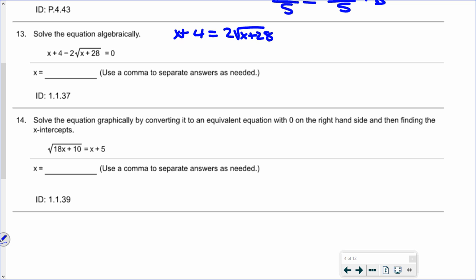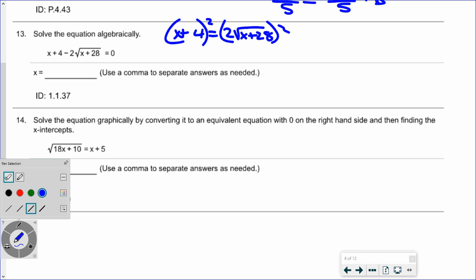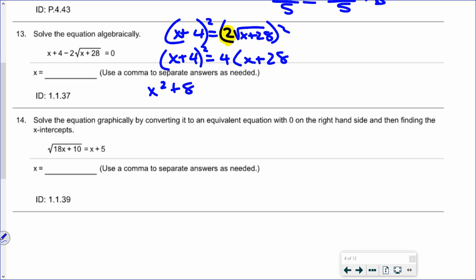Now, if I do that, I'm going to square both sides to eliminate that. The biggest mistake that my students make is they do not square this 4. And you have to be able to square the 4. So that's going to give you x plus 4 is equal to 4 times x plus 28. x plus 4 quantity squared is x squared plus 8x plus 16 is equal to 4x plus 112.